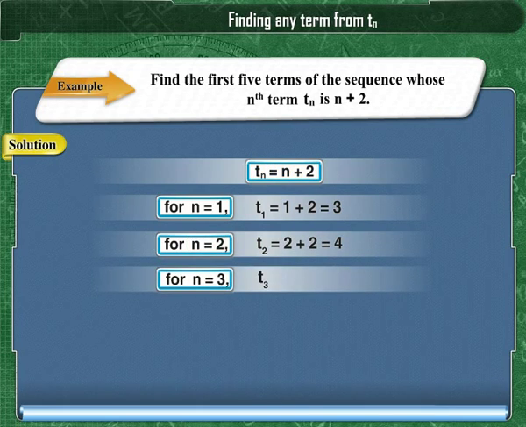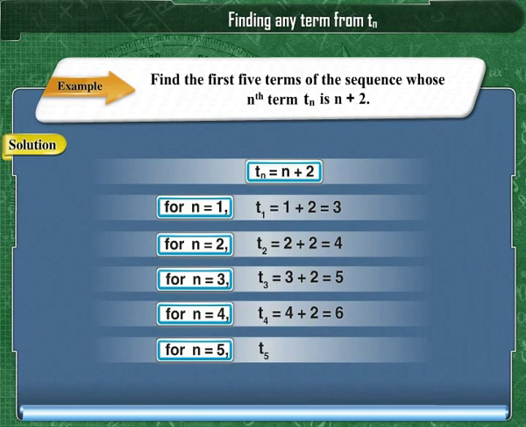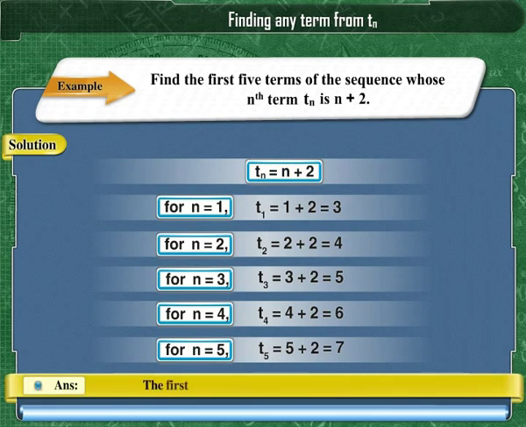Similarly, T3 is 3 plus 2, which is 5. T4 is 4 plus 2, which is 6. And T5 is 5 plus 2, which is 7. Thus, the first 5 terms of the sequence are 3, 4, 5, 6, 7.